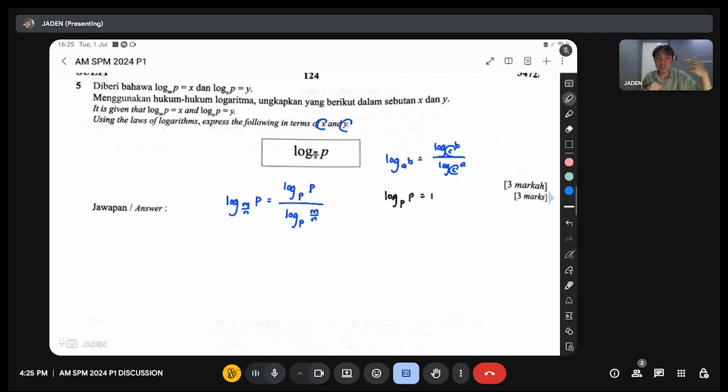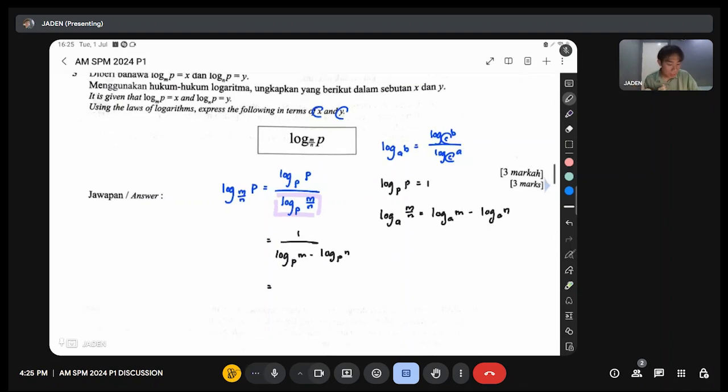So this is another smart sub-knowledge you have to understand. So this is 1 over, next thing you also learned before, log_a of m per n should be log_a m minus log_a n. You learn another rule here. So that means the denominator here, you can convert into log_p m minus log_p n. This is a valid rule. So next thing is, but I notice the question here is log_m p.